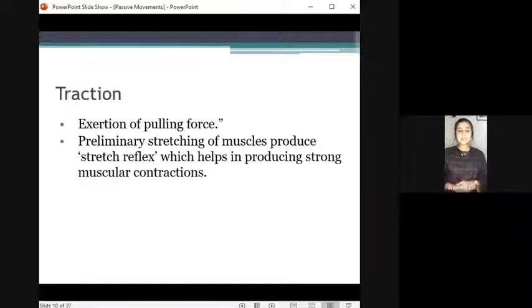Traction. Exertion of the pulling forces on the muscle is known as the traction. Through traction, stretch reflex is produced, and after each stretch reflex, there is a stronger muscular contraction. So it will help to gain the muscle strength and the muscle contraction through the passive movements.